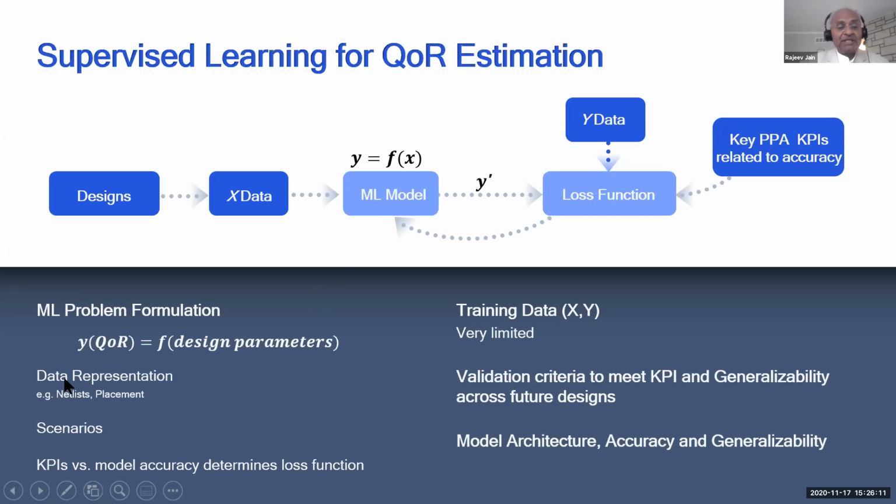And that brings us to the data representation, which is how do we actually represent the design data? And in our case, in contrast to speech and face recognition, which have been extensively researched by the AI community, we deal with netlists, not faces of people.